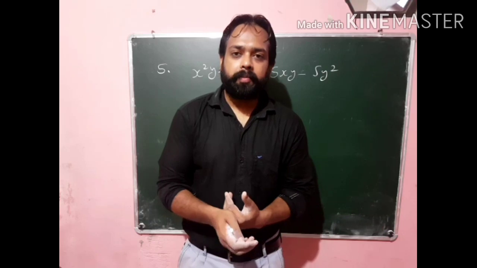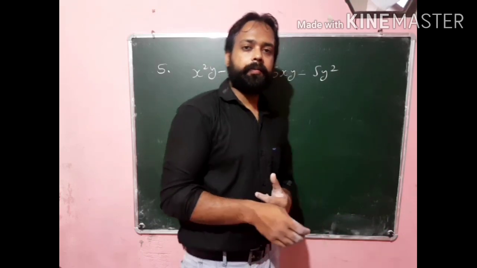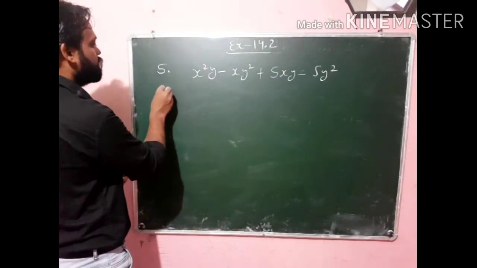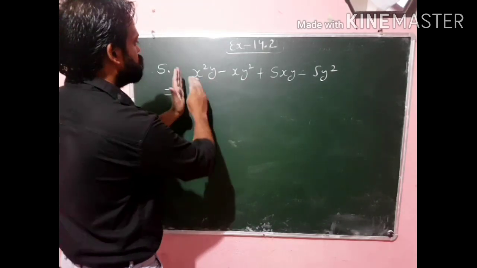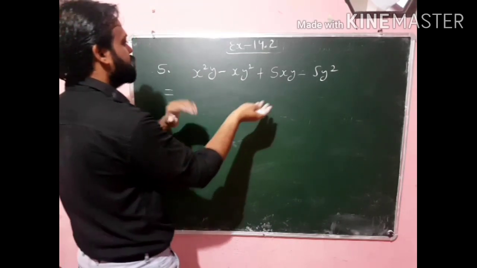So okay, let's start the fifth part. You can see how we can solve the fifth part. Okay, in this case also again we have to make the groups. So okay, this is the first group, as we did in the previous sums.